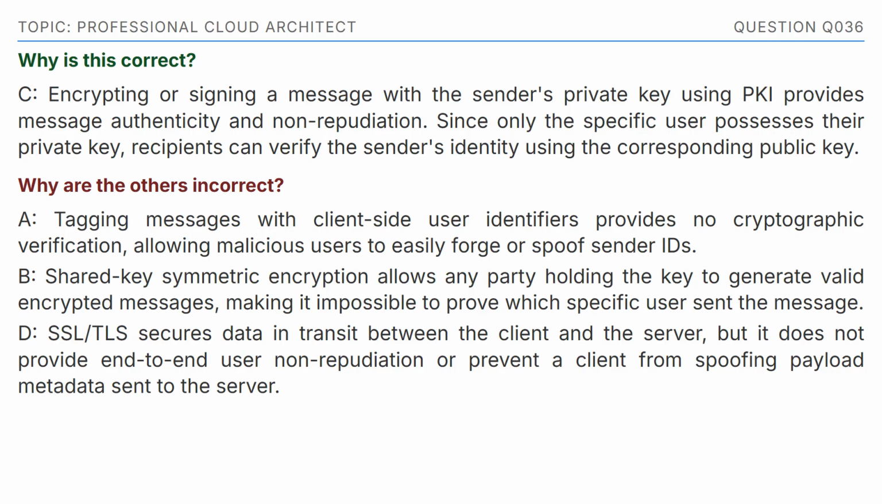Why are the others incorrect? A. Tagging messages with client-side user identifiers provides no cryptographic verification, allowing malicious users to easily forge or spoof sender IDs. B. Shared key symmetric encryption allows any party holding the key to generate valid encrypted messages, making it impossible to prove which specific user sent the message. D. SSL/TLS secures data in transit between the client and the server, but it does not provide end-to-end user non-repudiation or prevent a client from spoofing payload metadata sent to the server.